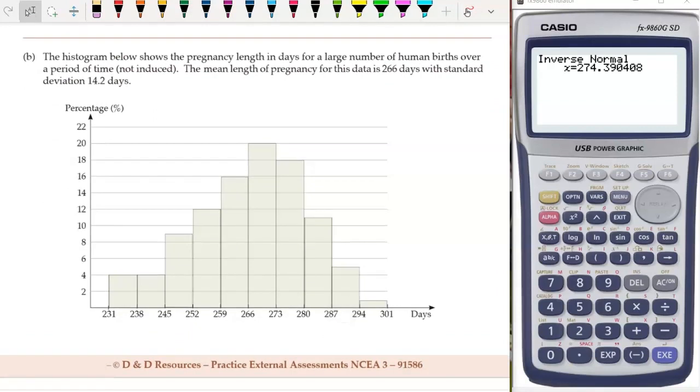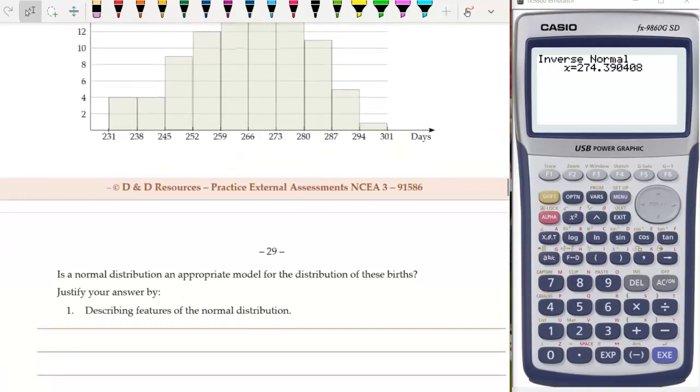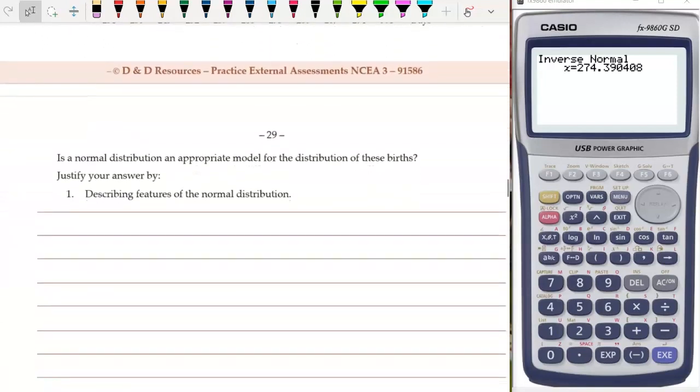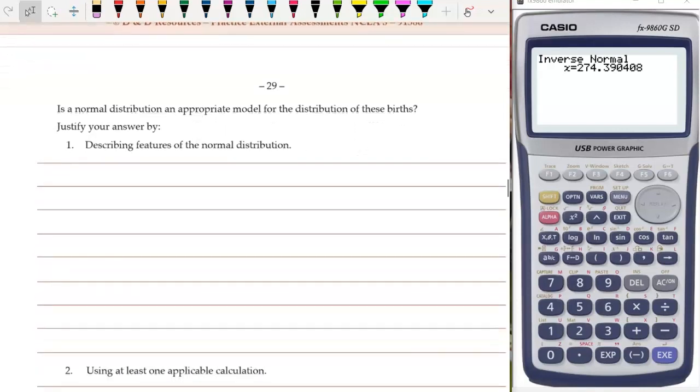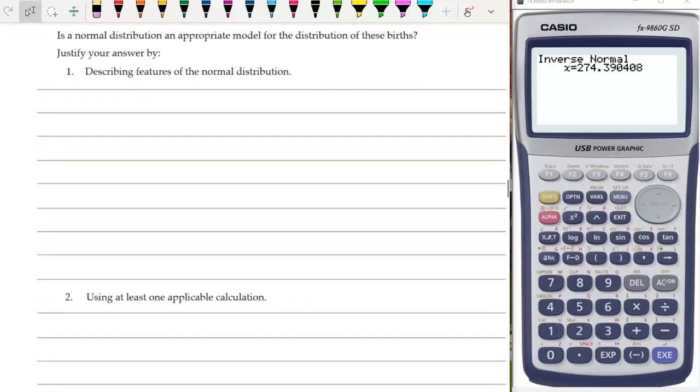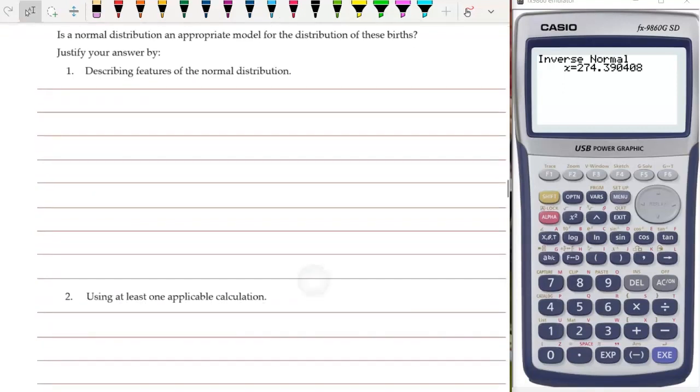Now we've got this histogram showing pregnancy length in days for a large number of human births over a period of time, and them being not induced means they were allowed to go to their natural length of pregnancy. The mean length of pregnancy for this data is 266, standard deviation 14.2. Okay, now, is a normal distribution an appropriate model for these births? We need to justify our answer by describing features and then using at least one applicable calculation.